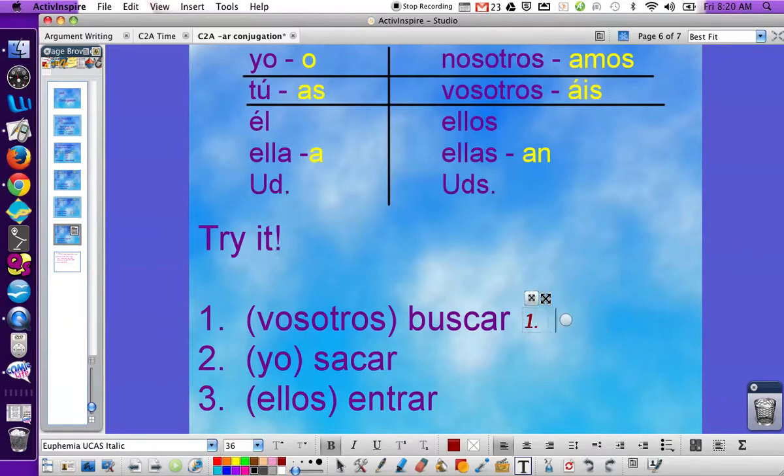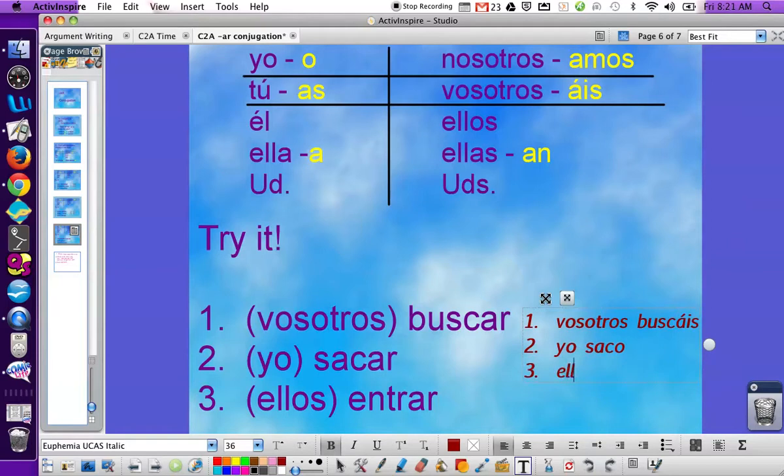All right, number one, I'm using the vosotros form. Buscar means to look for. So I want to say you all look for, and I'm in Spain. So I'm going to make my stem busc, and I'm going to add áis, buscáis. Number two, sacar means to get or to receive or to get out. So I want to say I get out, like I get out my notebook. So I'm going to do my yo form. I'm going to make my stem sac, and then I'm going to add an O, saco.